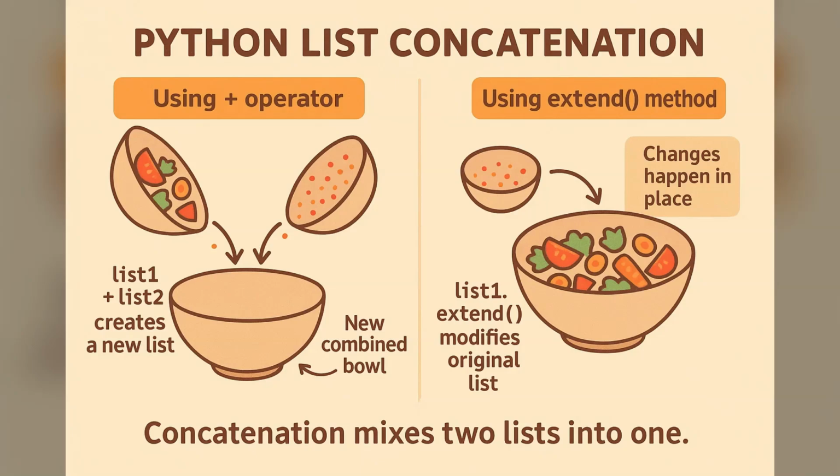Think of it like cooking, where you mix a bowl of chopped vegetables with a bowl of spices to prepare one unified mixture. In short, concatenation blends two separate lists into one.